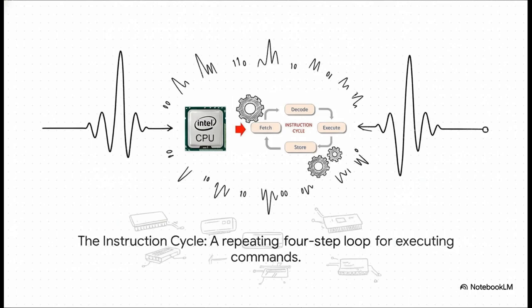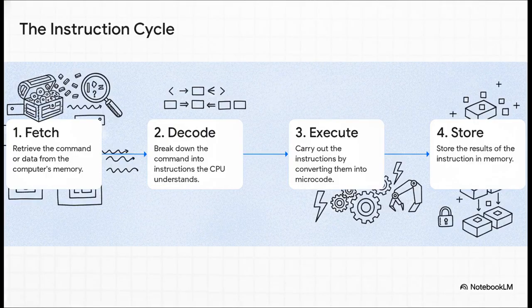And get this, every single thing you do, every click, every key press, is broken down into millions of tiny little instructions, and every single one of them goes through this exact same four-step loop. So let's break down this little dance. It's super simple. Step 1 is fetch.